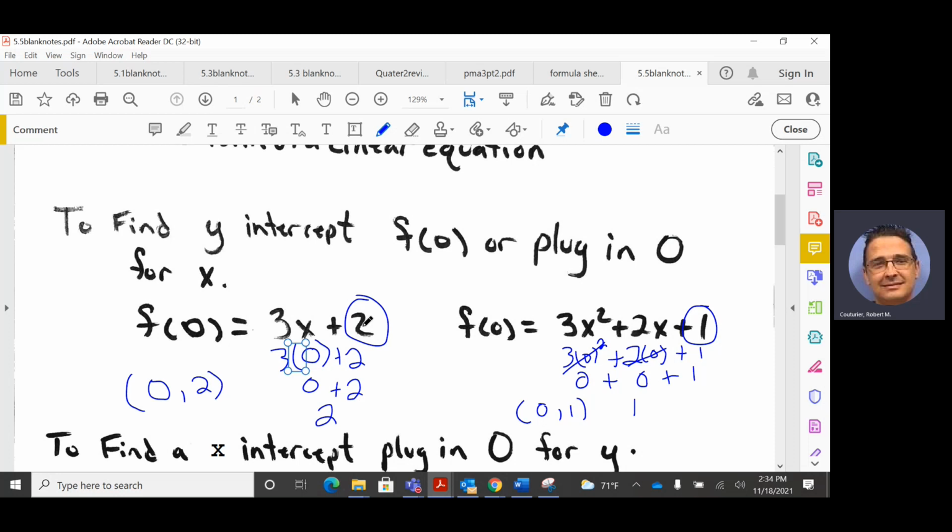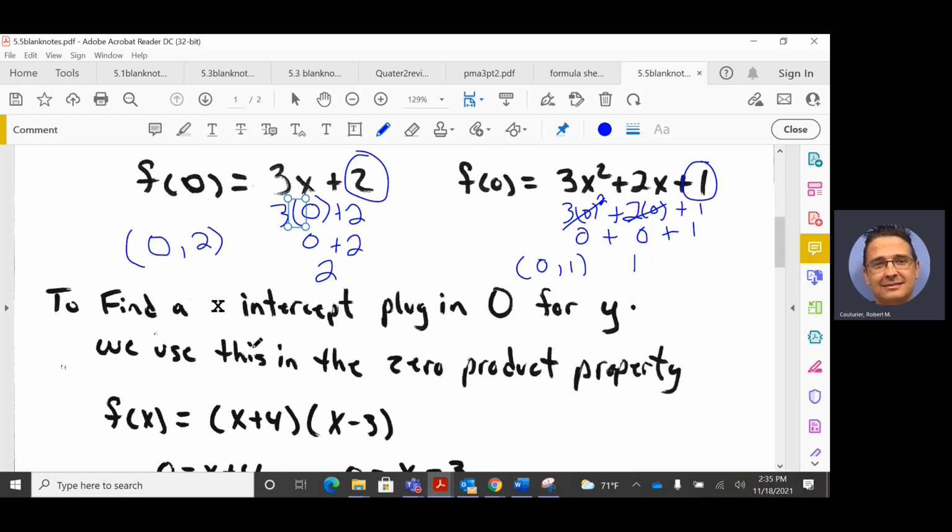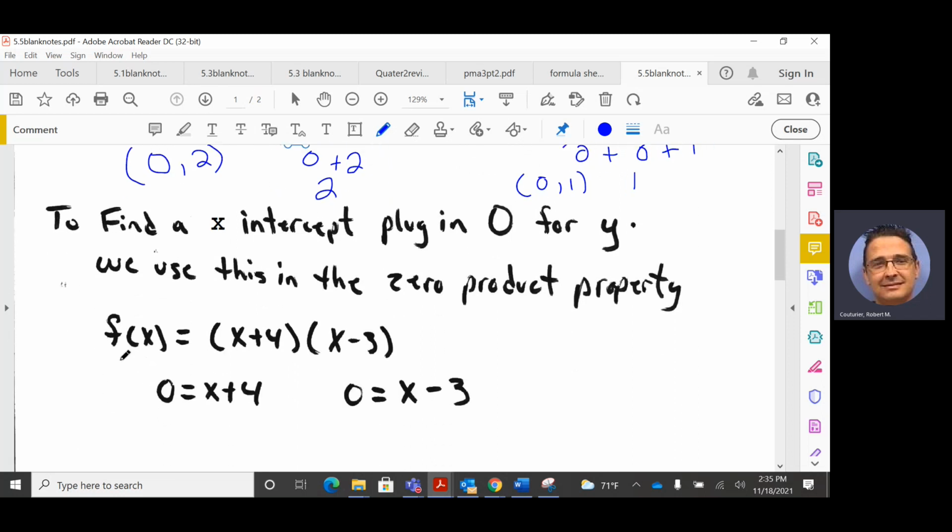Okay, so it's interesting to see how this works in our equations and how it plays out. In turn, if we need to find our x-intercept, that's a little bit trickier. We really deal with this a lot later on in the year, but just so you can see how it works, if they tell us, like maybe on our next PMA test, here's the function f of x, and it equals this. They want to know what are our x-intercepts. Well, we use the zero product property. It says if the product of anything equals 0, because we're trying to find the x-intercept, that means we're plugging in a 0 for y.